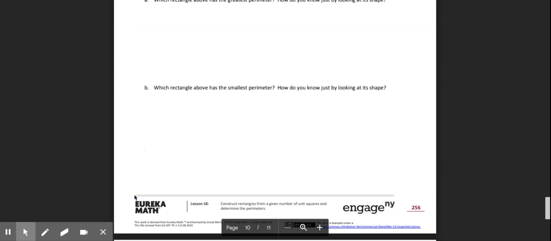B, which rectangle above has the smallest perimeter? How do you know just by looking at it? So you will look back at the rectangles that you drew for 3 and see which one has the smallest perimeter. You will use words to explain your answer.